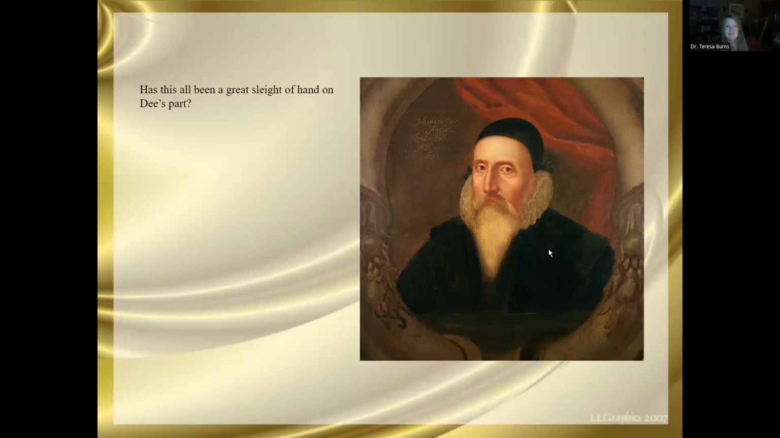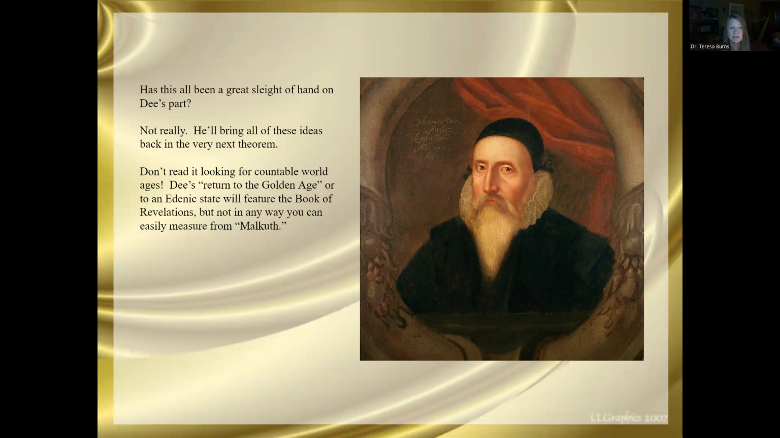So this begs the question, has all of this been a great sleight of hand on Dee's part because he knows apocalypsis means unveiling, not the end of the world, or because he thinks the end of the world is coming, but he doesn't know when? Well, actually, he's going to bring all these ideas back in the very next theorem. But don't read this as looking for countable world ages. Dee's return to the golden age or to an Edenic state will feature the book of Revelation, but not in any way you can easily measure from Malkuth.